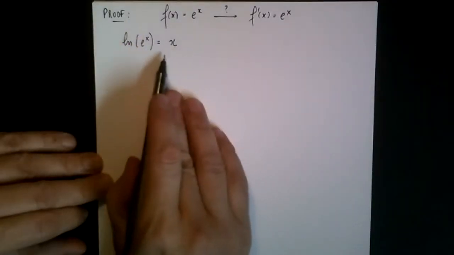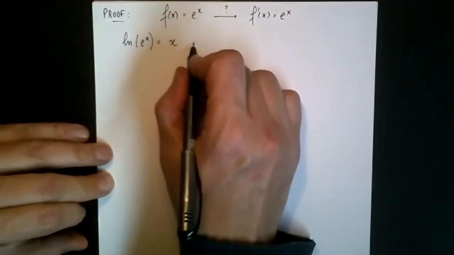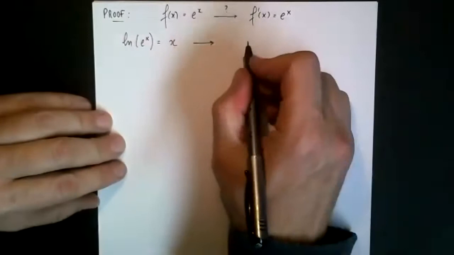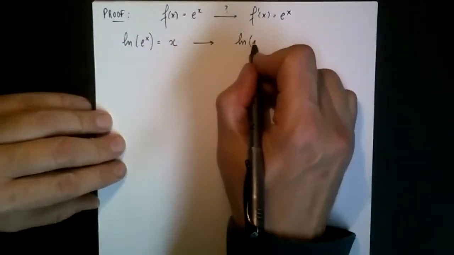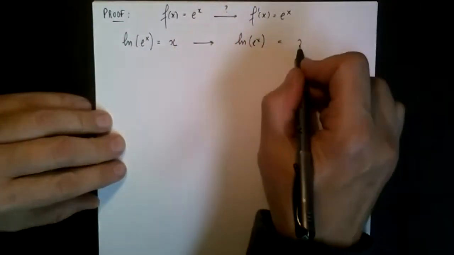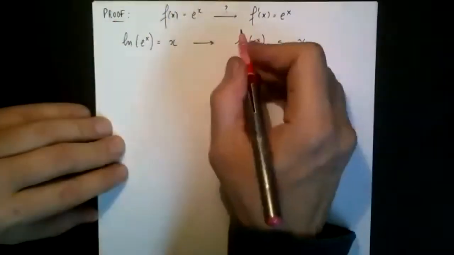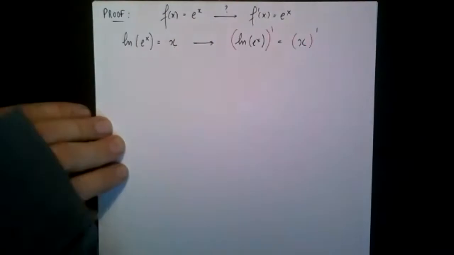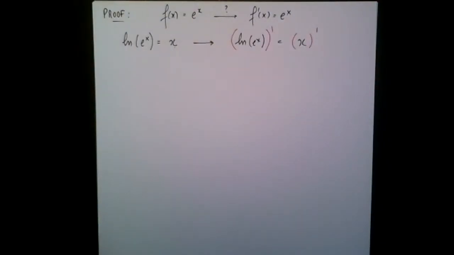So this is something that's true. Therefore, I could derive both sides, and it's still going to be true. So the derivative of ln of e power x has to equal the derivative of x. Any questions so far?